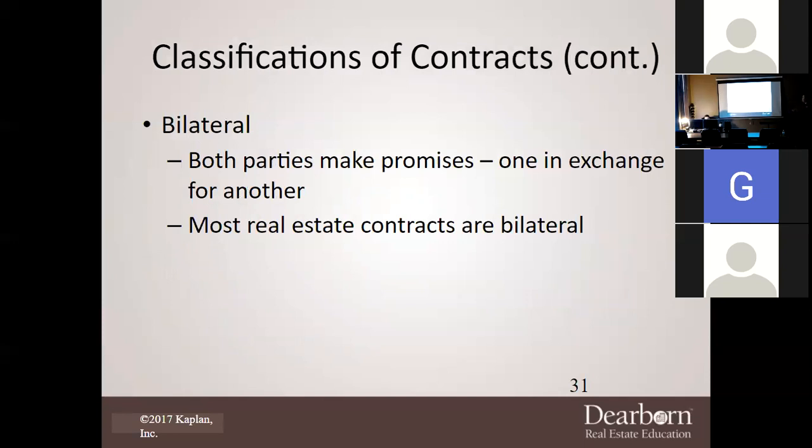You have what's called bilateral. And the key letters of that word are the first two. And what does bi mean? Bi means two. So in that situation, there has to be two things happening. Both parties make promises. So there's two people making promises, one in exchange for another. So most real estate contracts are what?